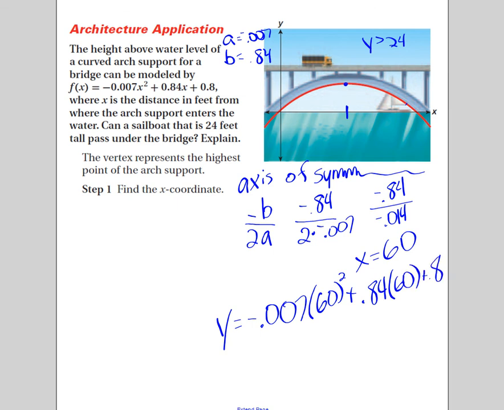Okay. So we worked that out. Remember to do the exponent first. So 60 squared is 3,600. All right. 0.84 times 60. It's going to equal something. What?